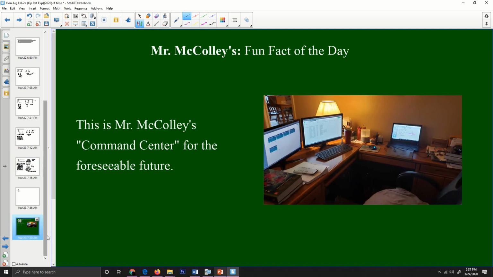So Mr. McColley's fun fact of the day. This is my command center for the foreseeable future, since we've got a couple weeks of online learning. This is what I've got. I've got my main computer and then my school computer there over on the right-hand side so that you can see me through the webcam.